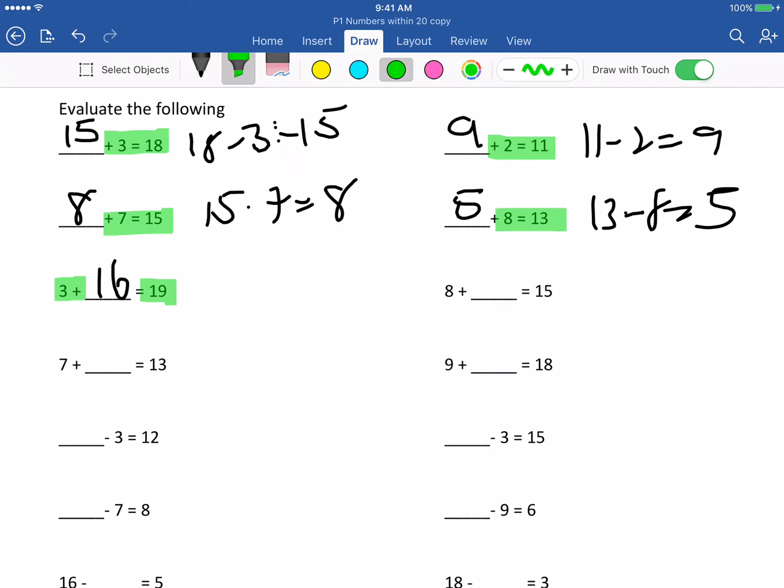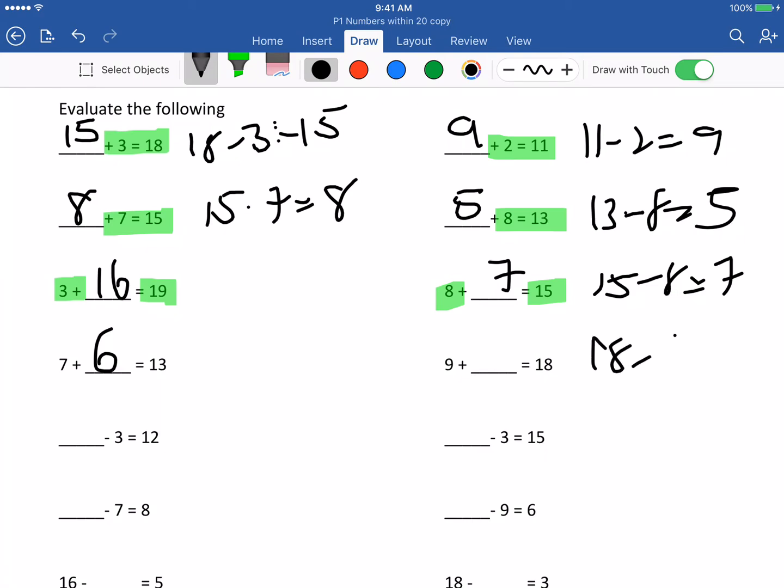Next one, what number must you add to 8 to give you 15? We take 15 minus 8, which is equal to 7. It's actually 7. Next one, what must you add to 7 to give you 13? The answer is 6. What must you add to 9 to give you 18? This one will be 18 minus 9 equals 9.